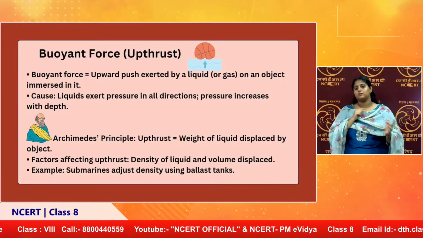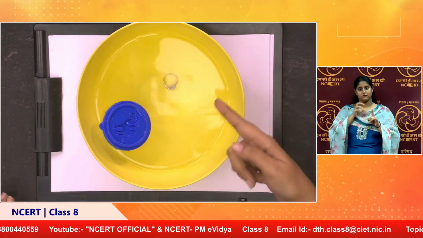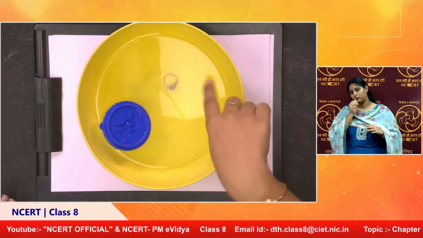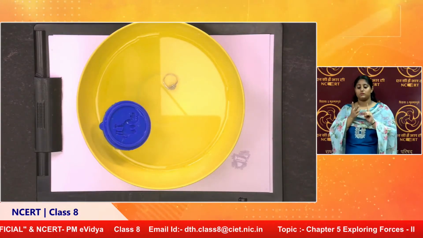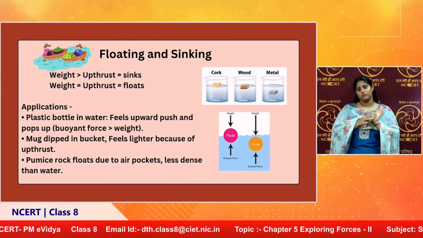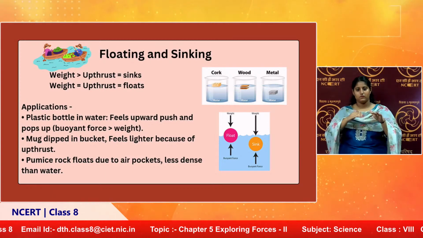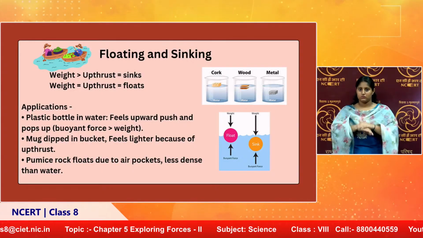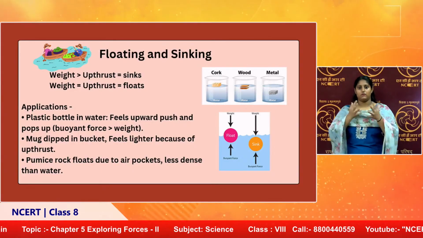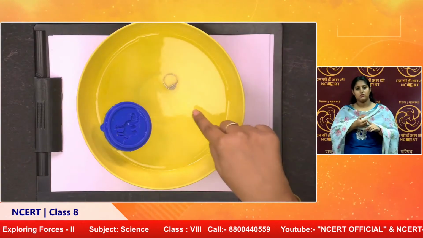Now, what are the factors affecting the upthrust? That is the density of the liquid. I've told you, if it is not water but some other liquid, how these objects behave will change. And the second is the volume displaced. Now, the next is floating and sinking. We have seen that when the weight is more than the upthrust, the object sinks. The ring has more weight than the force exerted by the liquid, so it sank down.